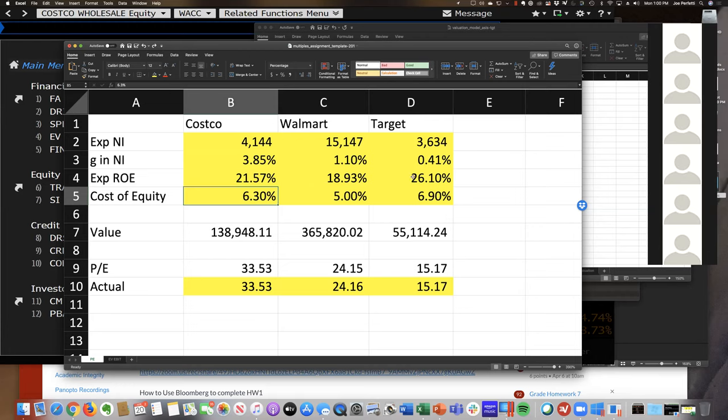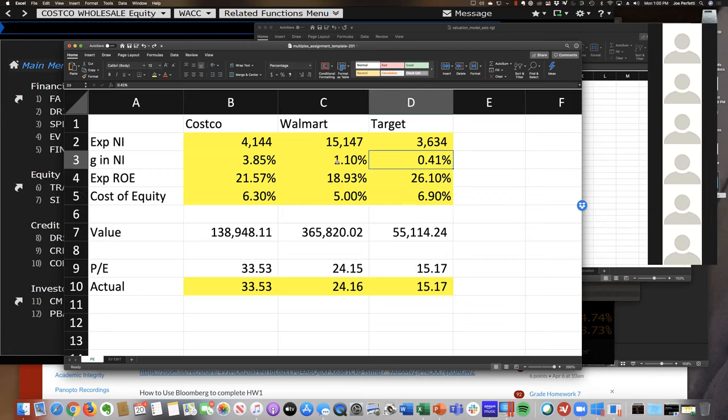So Target has a higher spread, but a lower growth, which is hurting them relative to Costco, and a slightly higher cost of capital, 6.9% cost of equity versus 6.3% cost of equity. So for Target, we can say the real reason they're trading at a discount to Costco is because of the lack of growth at a higher spread.